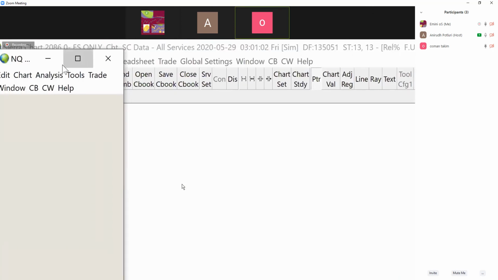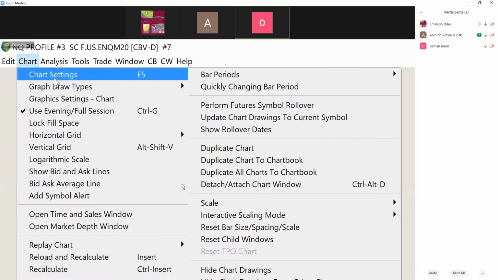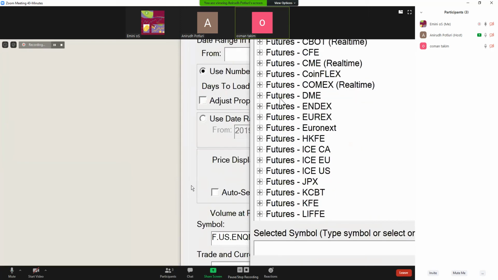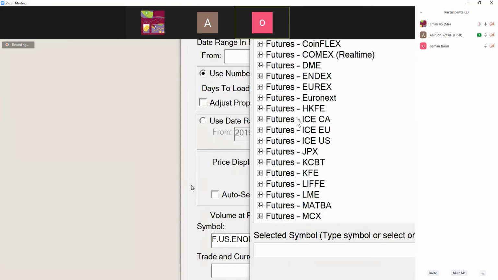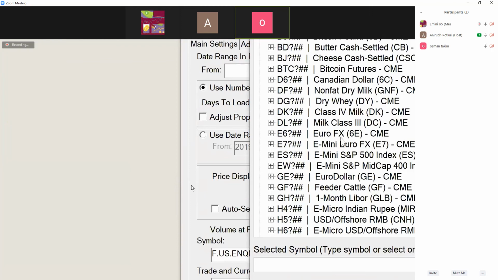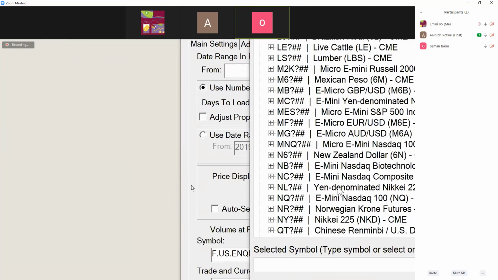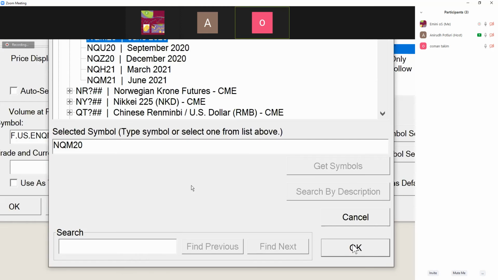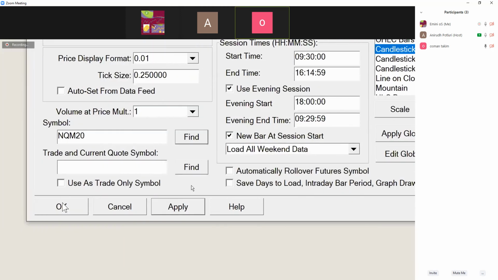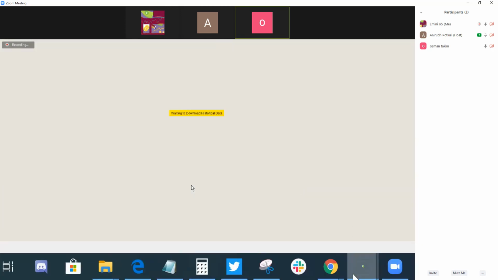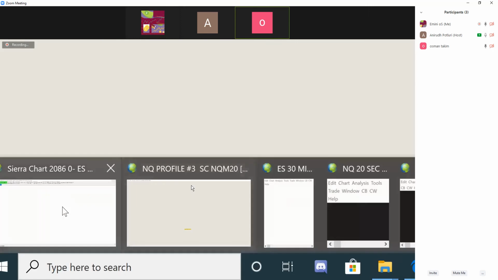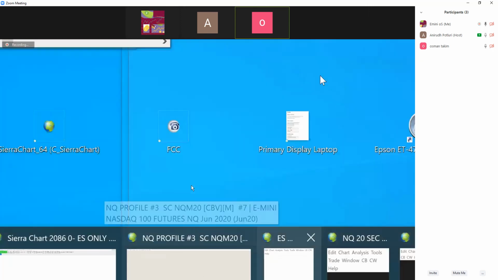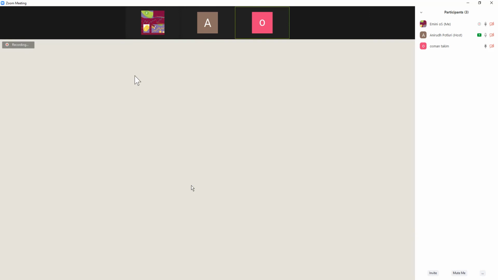Same thing. Go to chart, chart settings. So find CME. So we're gonna use this. It's showing up, NQ June, yeah. Okay. You see, the NQM, the way it's written is different from my Sierra charts. That's the only thing you have to correct with each chart book.